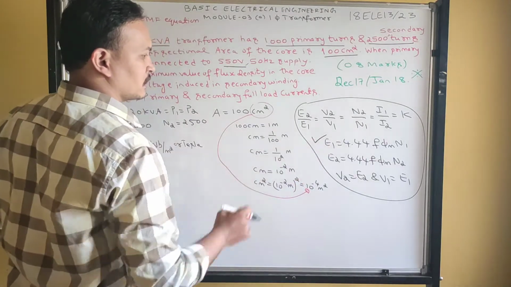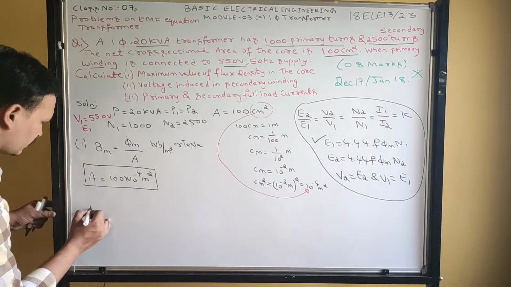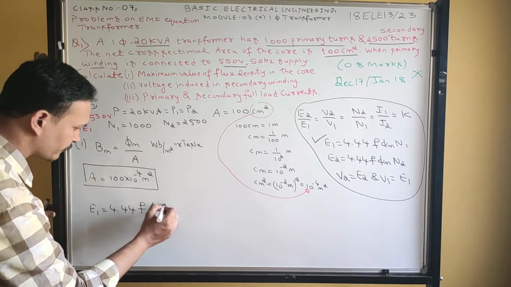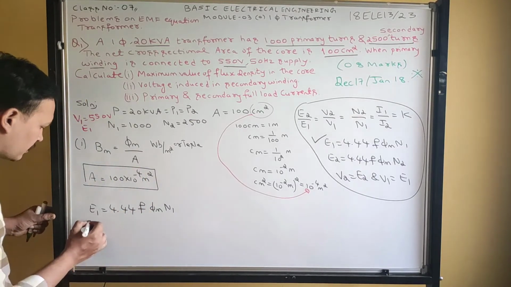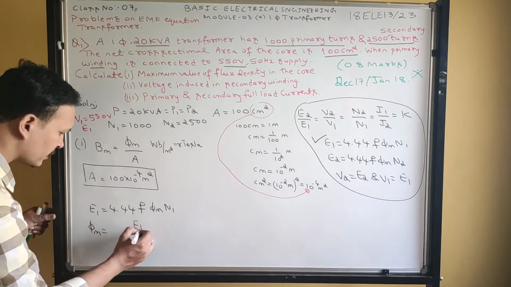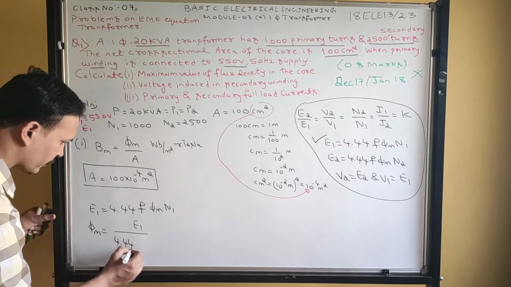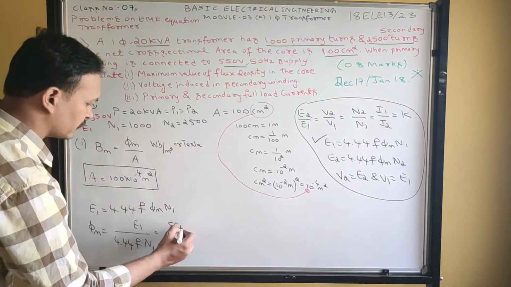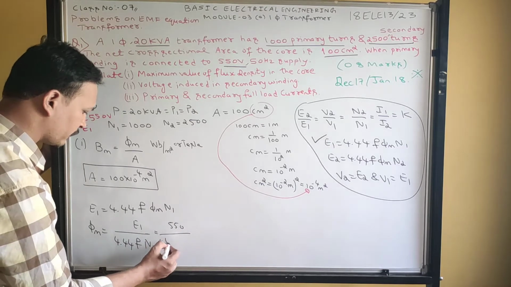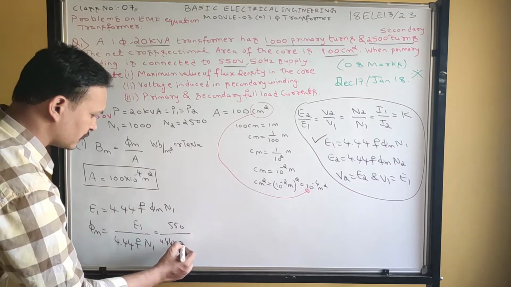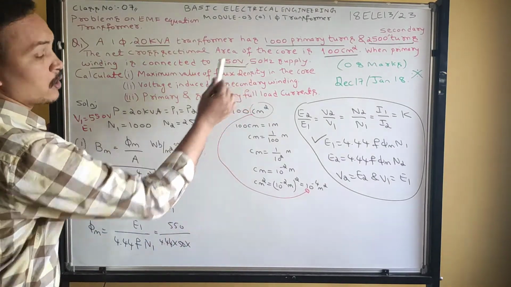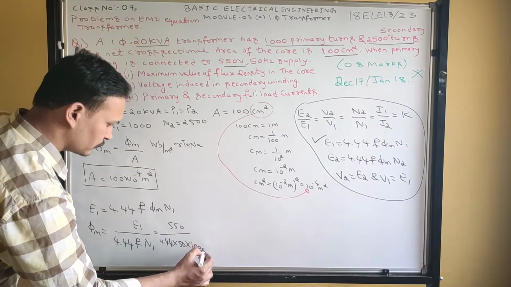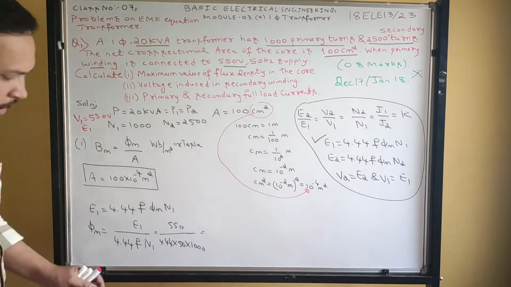So using the primary equation, I am finding flux. The EMF equation of a transformer in the primary is E1 = 4.44 F phi m N1. So from this you calculate flux phi m, which equals E1 divided by 4.44 F into N1. E1 is 550, divided by 4.44 into the frequency, 50 Hertz, into the number of primary turns, 1000.